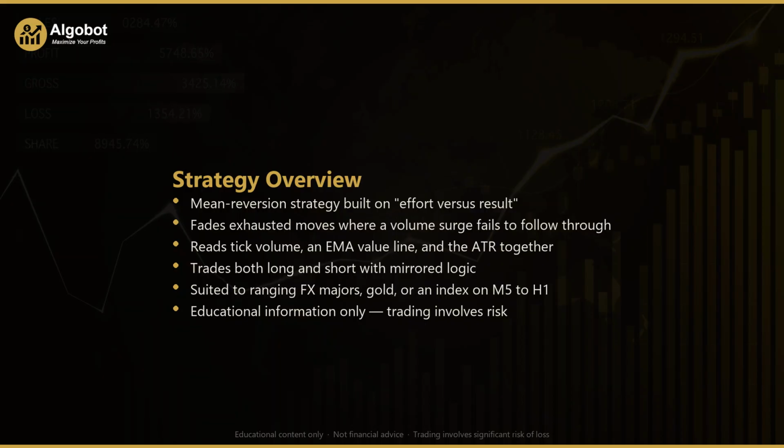Three independent tools work together here. The first is tick volume, which acts as the effort gauge. The second is an exponential moving average, or EMA, which serves as a slow value line, a reference for where price has recently been fairly priced. The third is the average true range, or ATR, which measures volatility and defines both how stretched price has become and how wide the protective stop should be. Because everything is expressed in terms of ATR, bar structure, and volume rather than fixed point values, the logic is time frame and instrument agnostic.